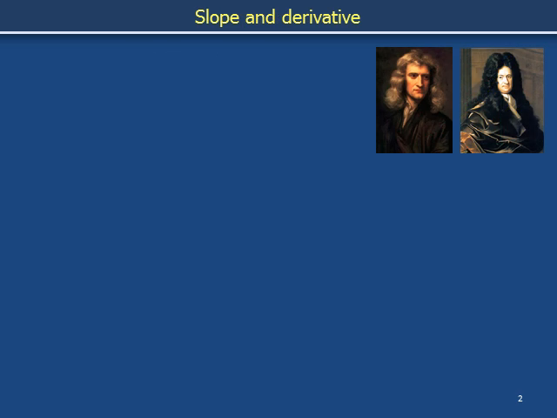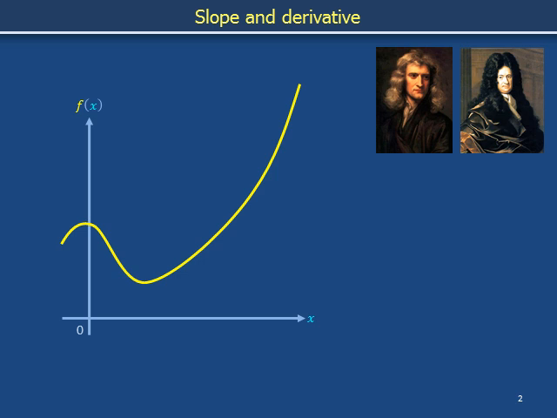Sir Isaac Newton on the left and Gottfried Leibniz on the right are commonly considered the founders of differential calculus, which is, crudely speaking, a study of instantaneous slopes. Consider a function with plot f of x versus x. The function associates the point x equals x naught with f of x naught and associates the point x naught plus delta x with f of x naught plus delta x.